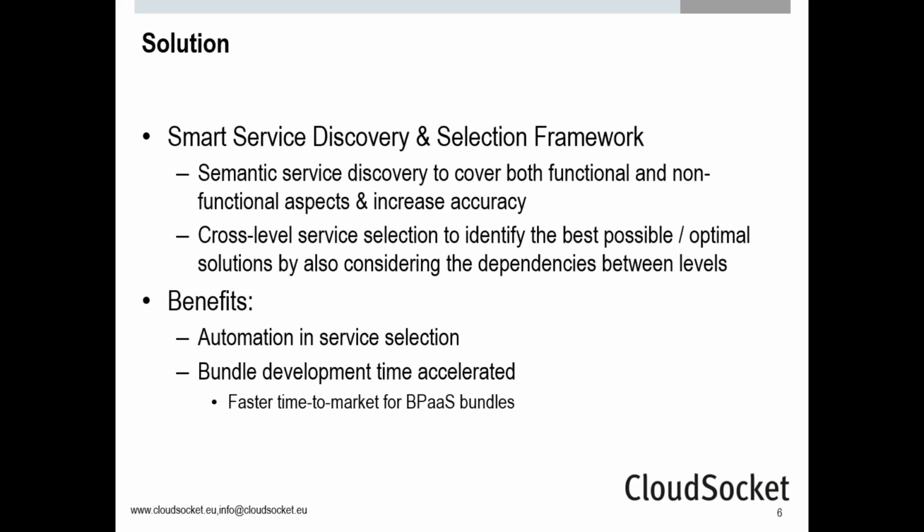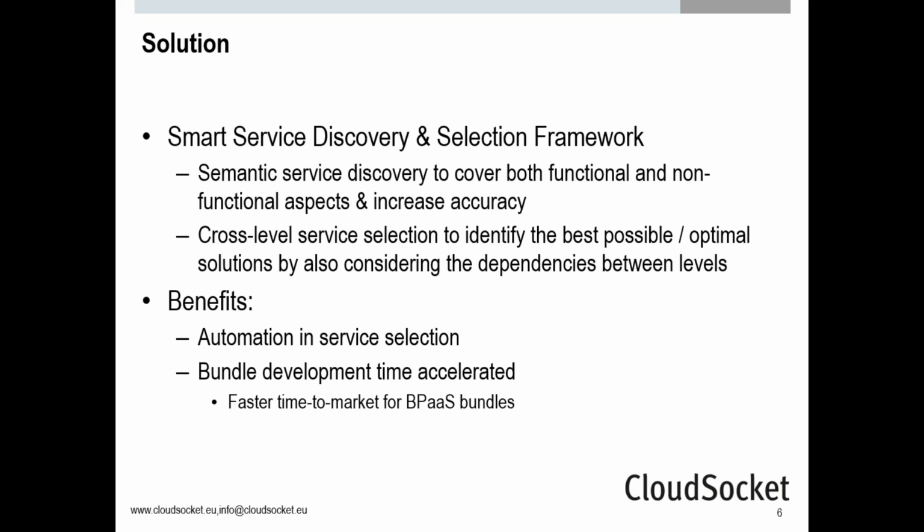So our solution is that we propose a smart service discovery and selection framework. And this framework, as you can understand, covers two different functionalities. The first one is that it delivers semantic service discovery in order to cover both functional and non-functional aspects and increase the accuracy. And this actually leads to having the ability to discover services at different levels of abstraction.